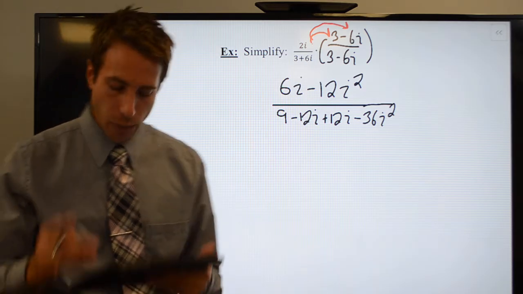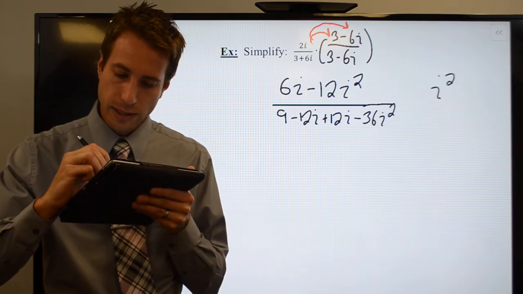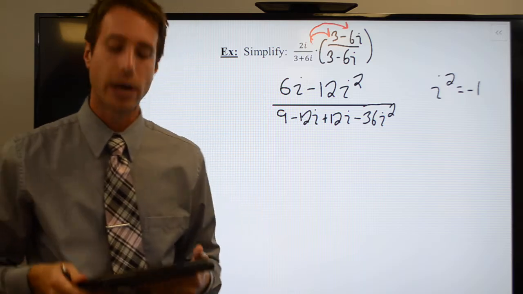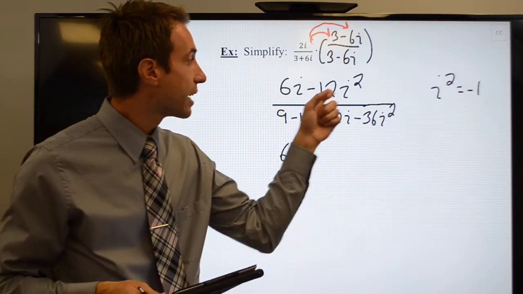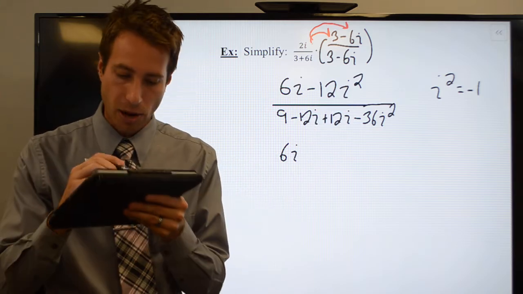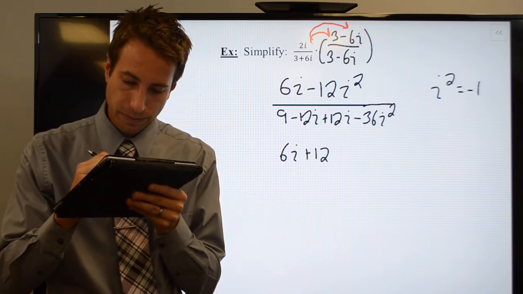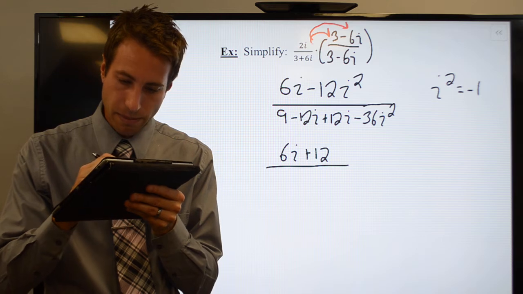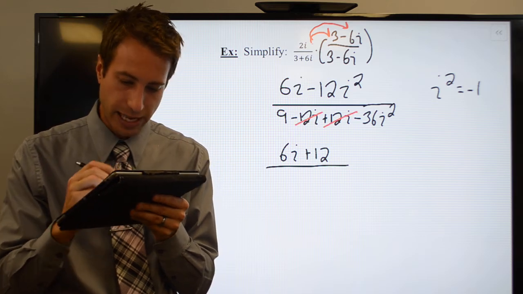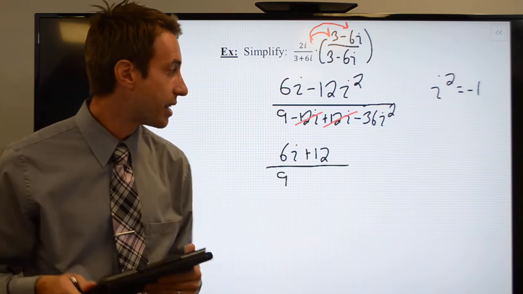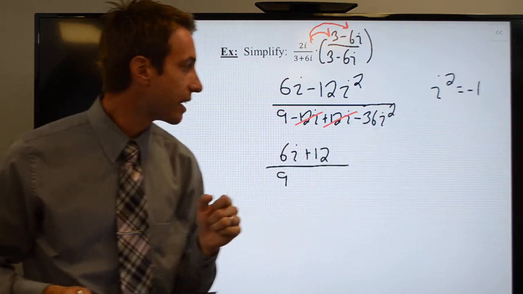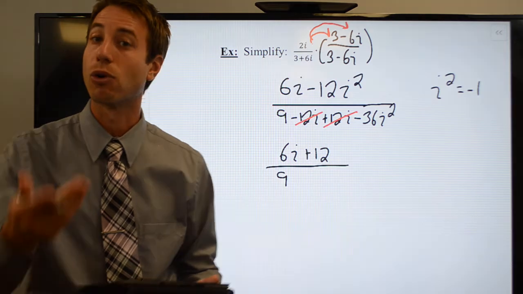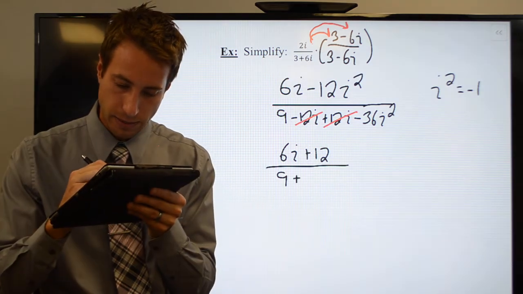All right, well, I know that i squared is equal to a negative 1. So let's go ahead and do our substitutions here. Negative 12 times a minus 1 is now going to be a positive 12. In the bottom, minus 12i plus 12i, those cancel each other out, and I wind up with 9. It's a negative 36. I substitute my negative 1 in there, and negative 36 times a negative 1 will be a positive 36.